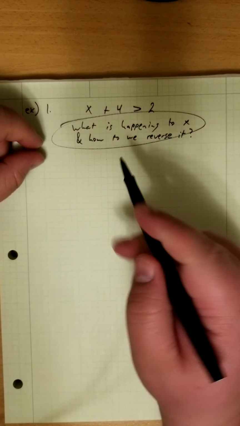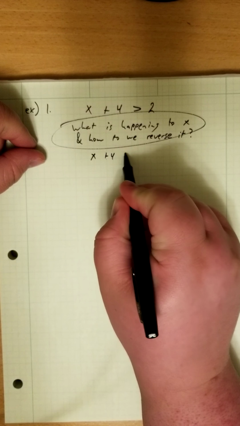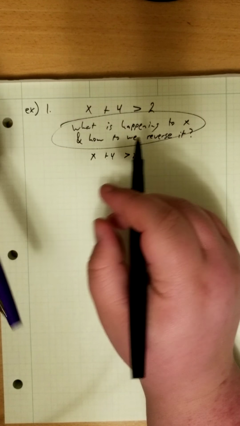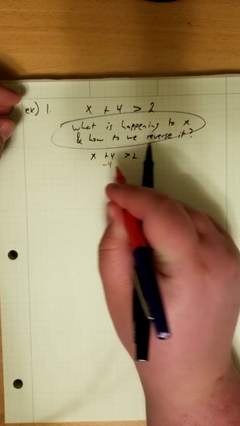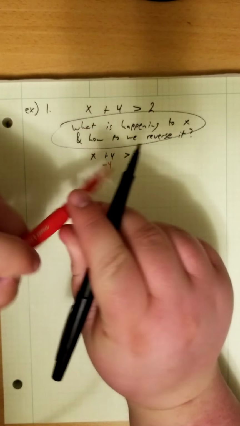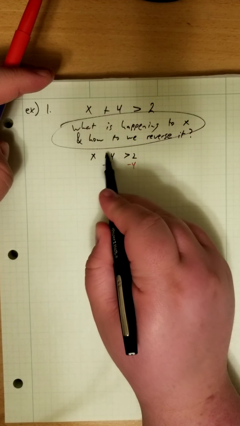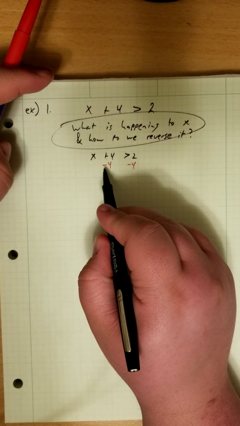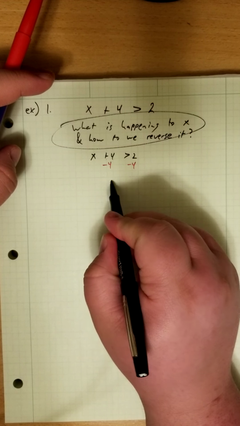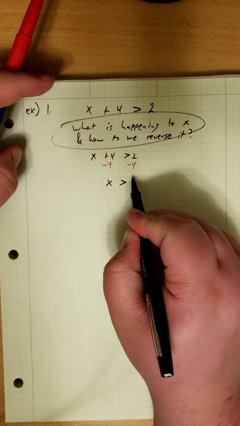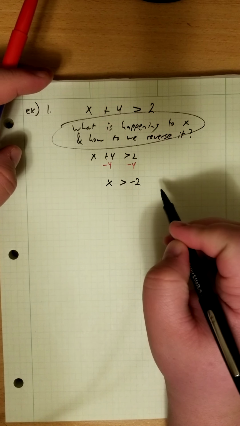So let's subtract by 4. We had x plus 4 greater than 2. We're going to subtract 4 from both sides. And we had this 4 pebbles on this side. We're going to take away 4 pebbles from both sides. And we get that x has to be greater than -2.